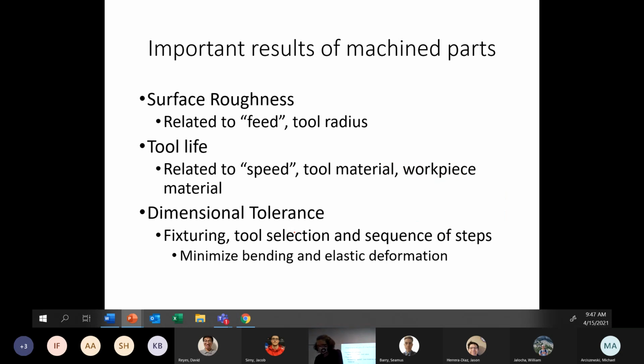Okay, to finish off this particular section, if we go back to the variables that we're interested in, we're going to be interested in surface roughness. Our surface roughness is related to the feed and the tool. It could be the tool radius, it could be the tool diameter, but surface roughness is very related to feed and tool geometry. The tool life is more related to speed, and certainly tool material and workpiece material as well. Our calculations may show that.